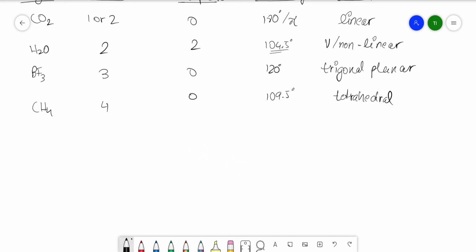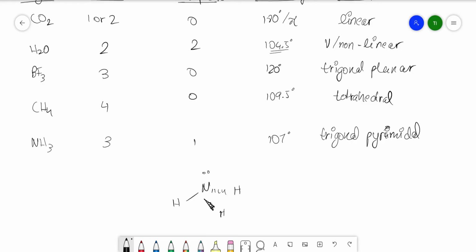Now another example is a unique one. It's when there's 3 bond pairs and 1 lone pair, and the common example of that is ammonia, and the bond angle is 107 here, and over here it forms a trigonal pyramidal. And the shape basically is similar to the previous one, to methane. Pardon the bad drawing.